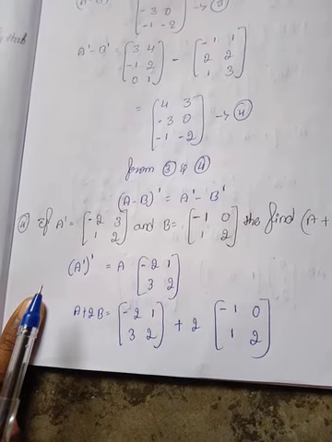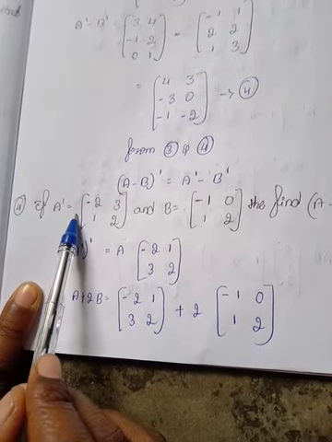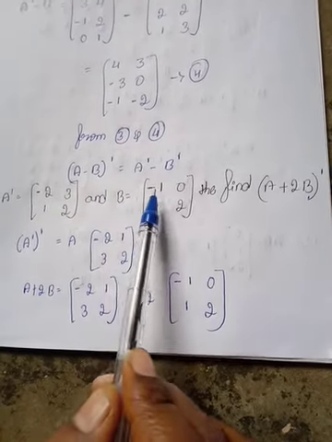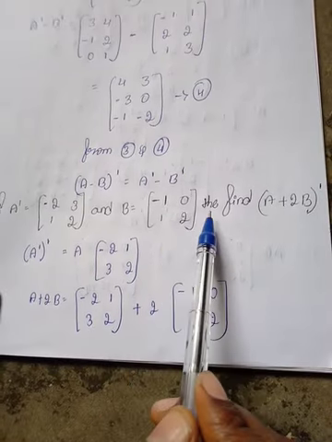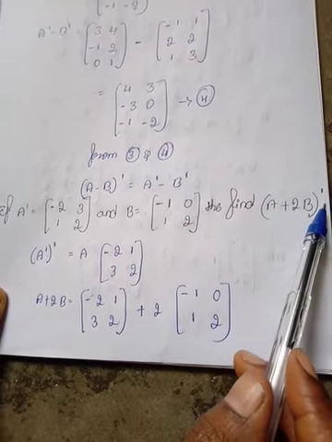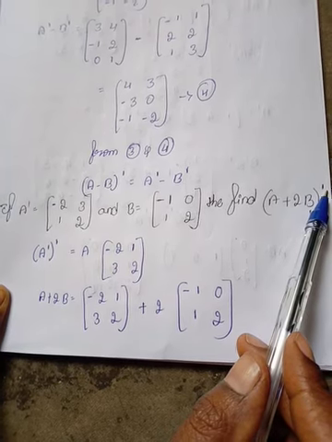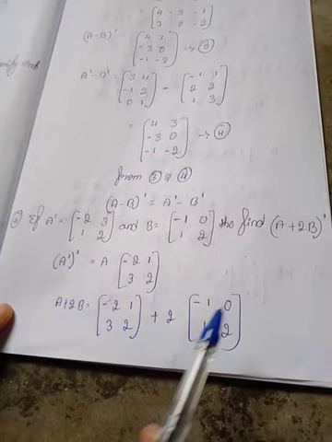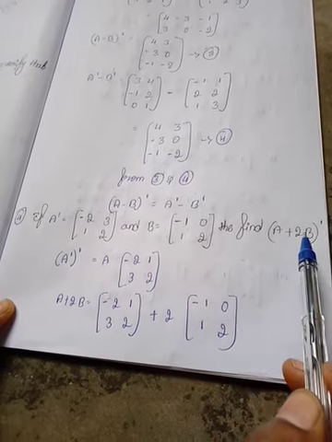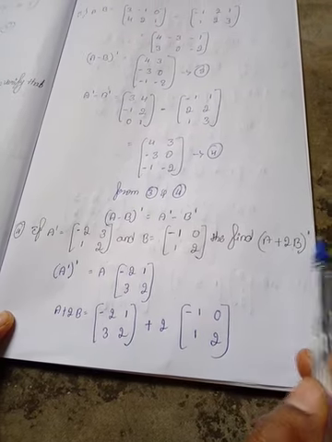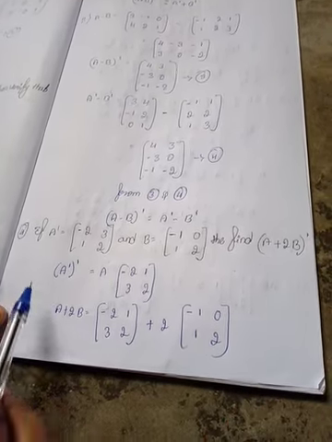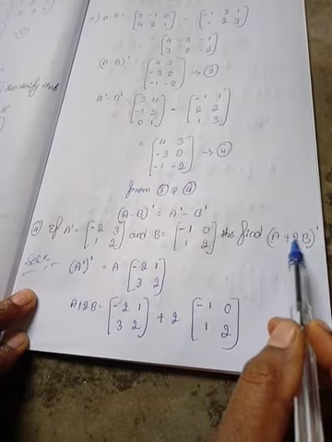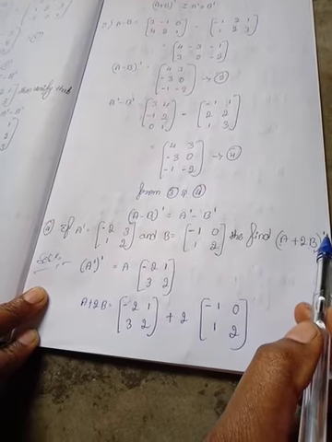Next, fourth problem. If A transpose is equal to [-2, 3; 1, 2] and B matrix is equal to [-1, 0; 1, 2], find (A + 2B) whole transpose. Here, see carefully, we need to find (A + 2B) whole transpose. So guys, take the solution part. First we need to find A + 2B. Then take the transpose of that matrix.